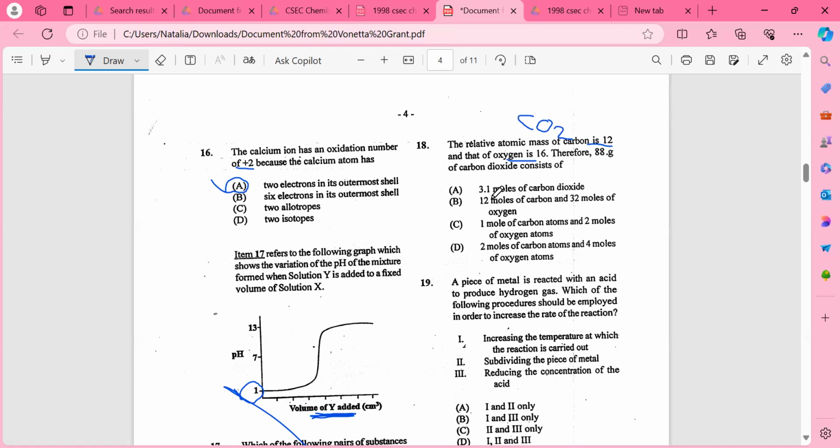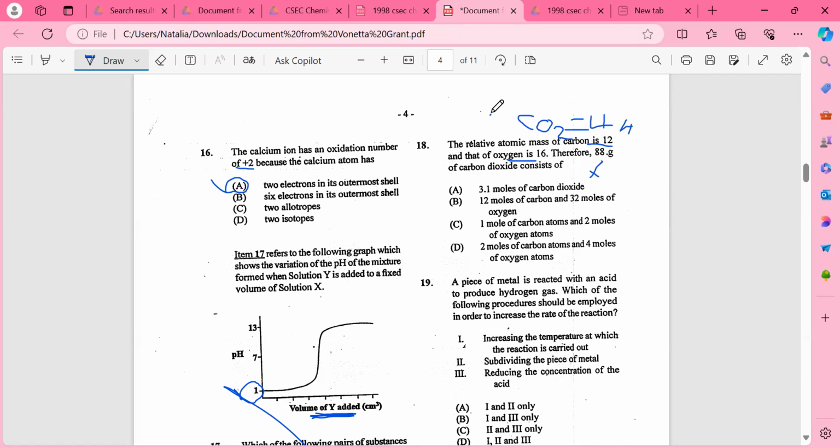So in CO2, 3.1 moles of CO2. The molar mass for CO2 is 44. And the number of moles there would be 2. So A is wrong.